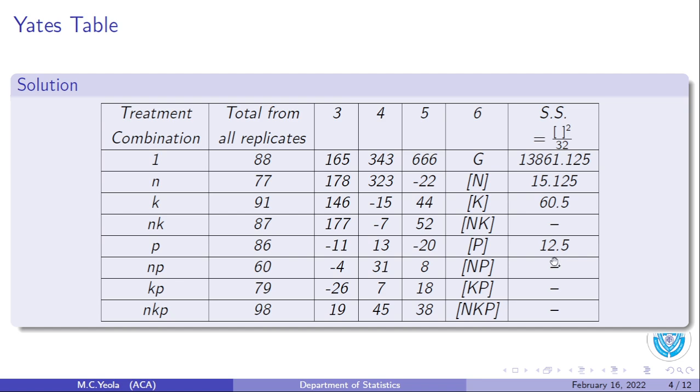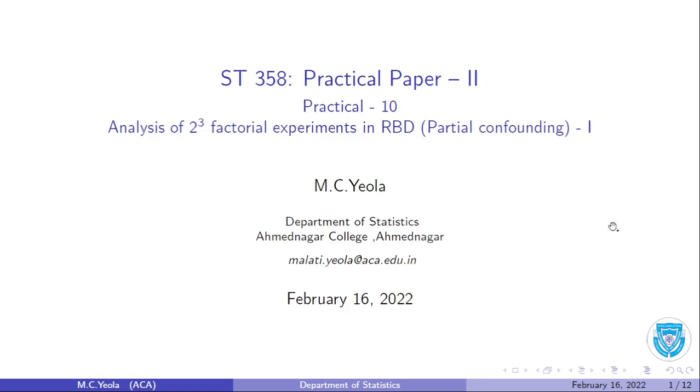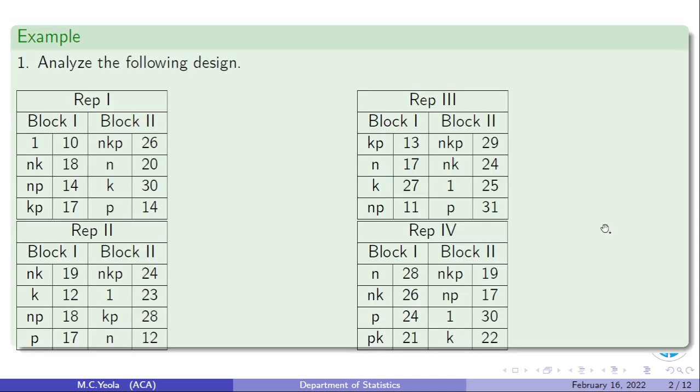What is confounding? Confounding means that for some of the factors we are not having information, so those are confounded in the corresponding replication. So how do we identify which treatment combination gets confounded in which replication? There is a method to find which factor gets confounded here.